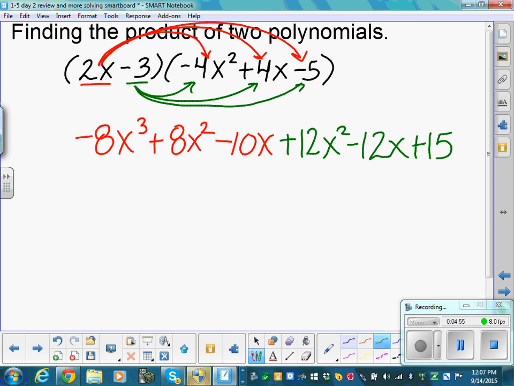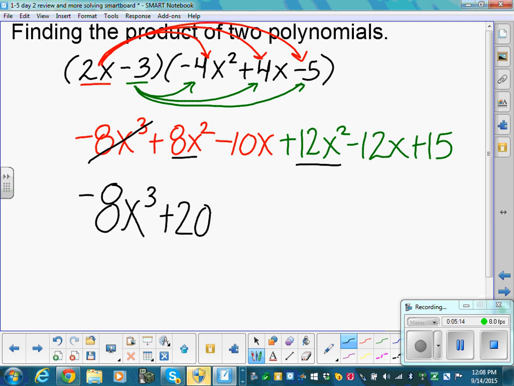Then from here, guys, we're combining all like terms. I'm going to start with my highest degree, which is x cubed. There's only one x cubed, negative 8x cubed. No other x cubed, so I'm going to have that still. Now let's combine our x squareds. We have 8x squared and 12x squared here. And we're going to combine them so we get 20x squared, so plus 20x squared. Because they were both positive, so they added up to be 20x squared.